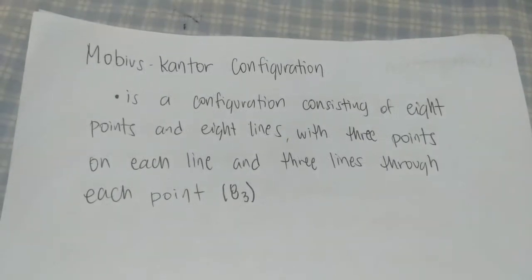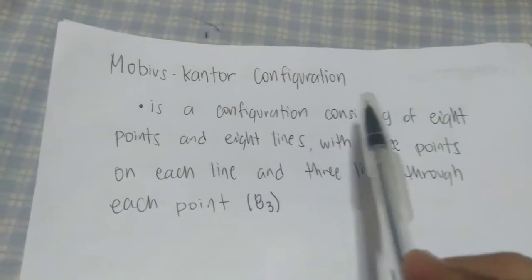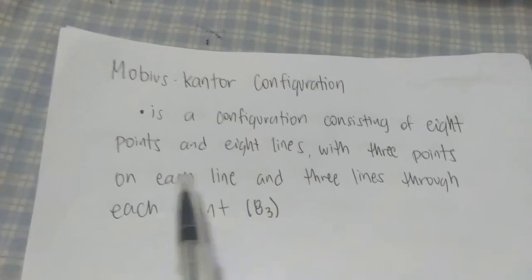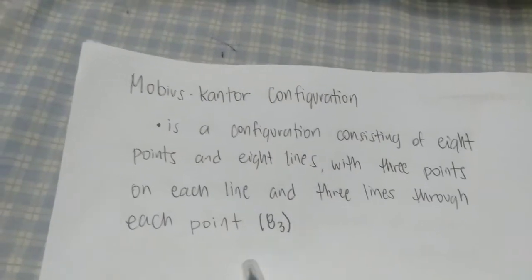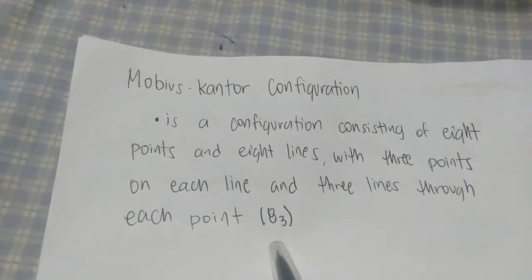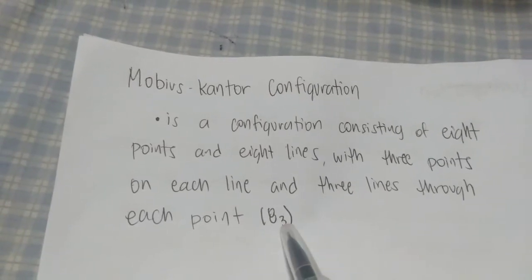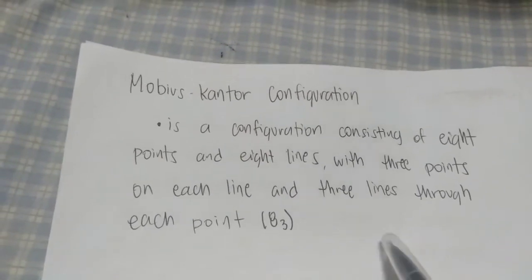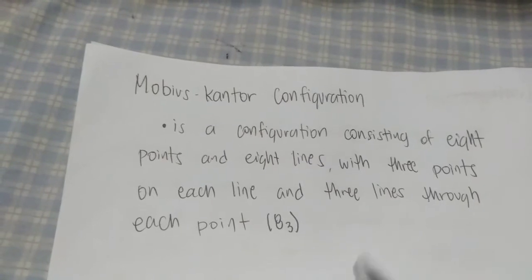So, let's talk about the plane. The second configuration is the Möbius-Kantor configuration. The Möbius-Kantor configuration is a configuration consisting of 8 points and 8 lines, with 3 points on each line and 3 lines through each point. So, why are 8 and 3 the same? Because there exists a self-dual configuration of (8, 3).